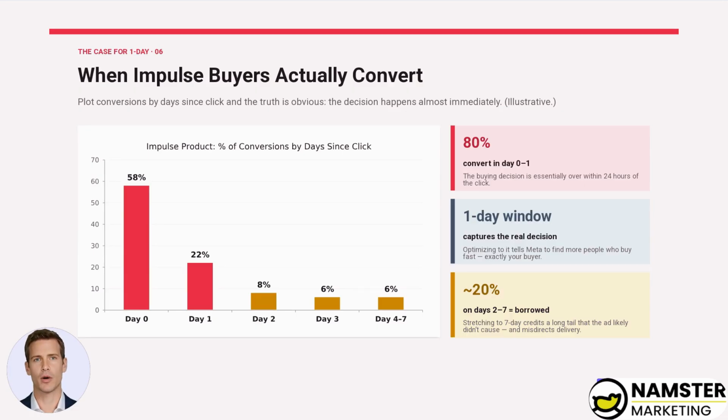When we analyze impulse product purchases, we often see that the majority of conversions happen almost immediately after the click. In this example, about 80% of conversions occur within the first day. That means the buying decision is essentially completed within 24 hours. A 1-day attribution window captures that real decision-making moment. When Meta optimizes toward that signal, it learns to find more people who behave the same way. The remaining conversions that happen several days later may not be fully driven by the ad itself. Those delayed conversions can introduce noise into reporting and optimization.